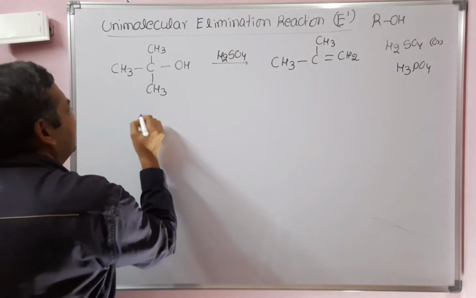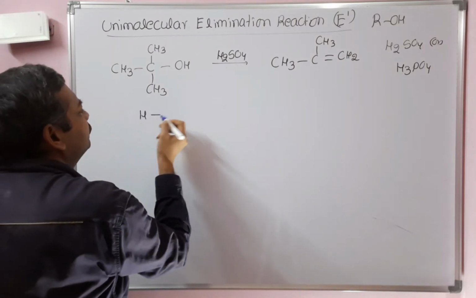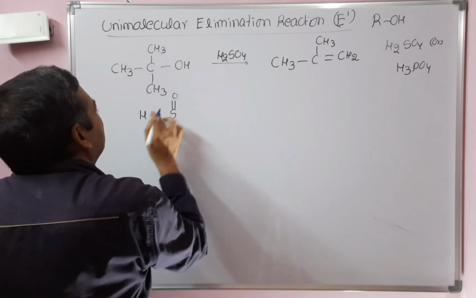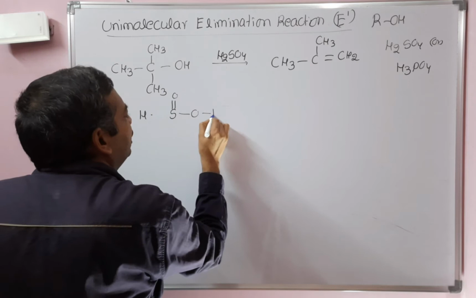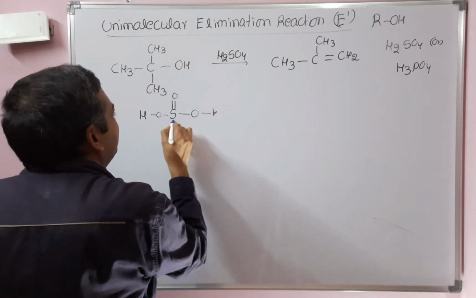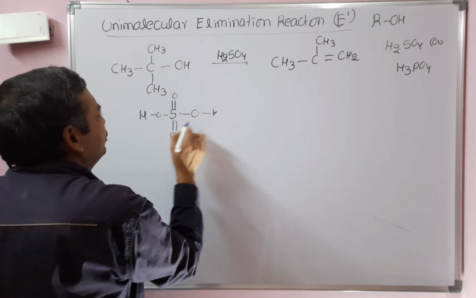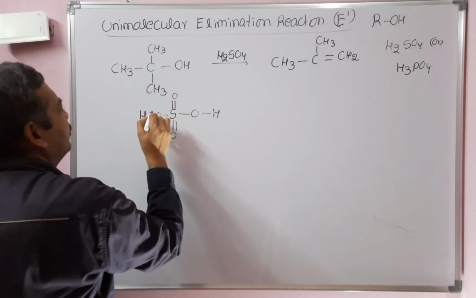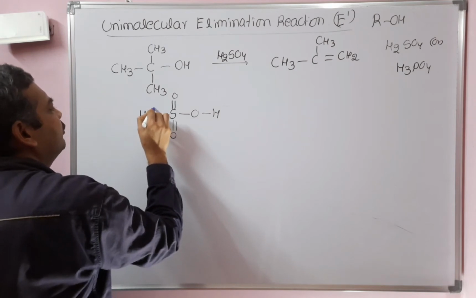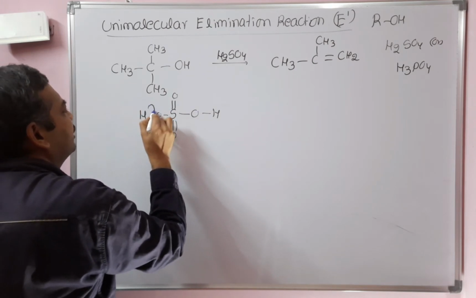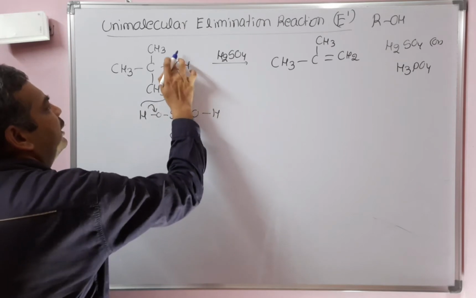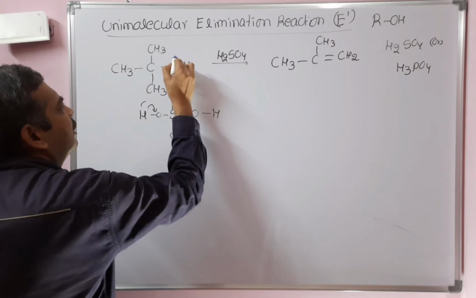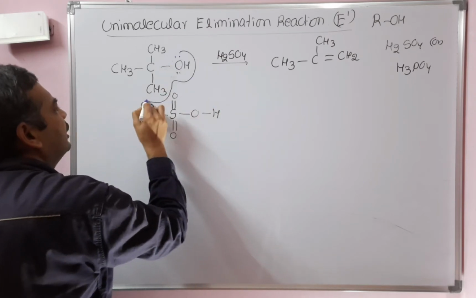See what is happening. H2SO4 with the OH. The lone pair of electrons on oxygen abstracts a proton, so it gives H plus ions.